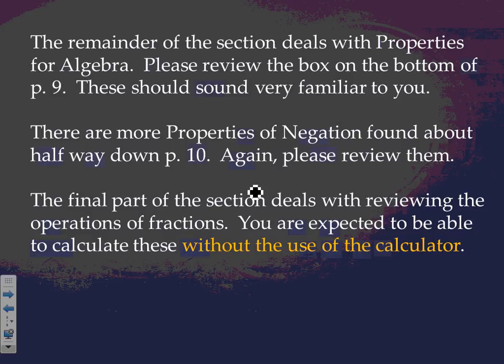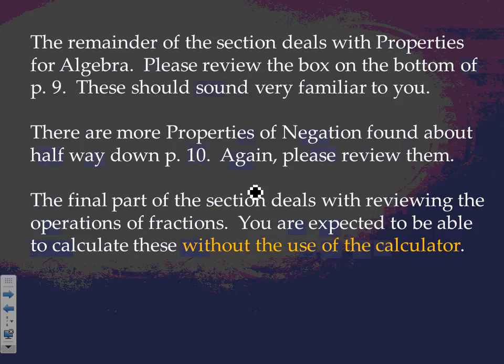Turn to page 10. There are more properties of negation found about halfway down page 10. Again, just review them. I'm not going to have you write all of these into your notes. If you just have references to page 10 or page 9, if you need to go back and remember the names of the properties, you can do that. You do not need to rewrite these all into your notebook. These properties deal with negating and different equality type statements.